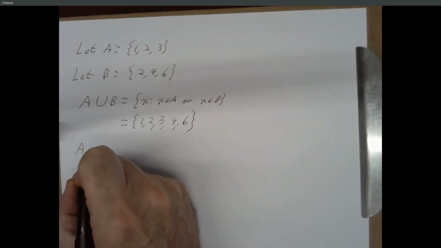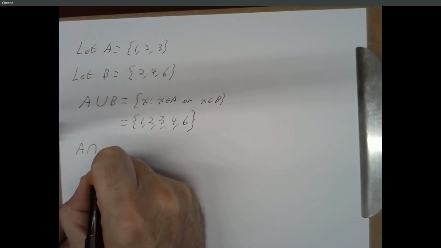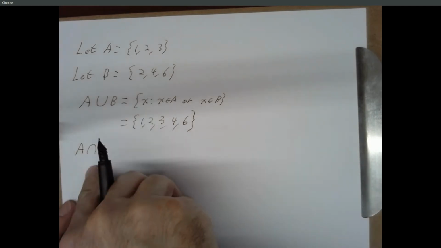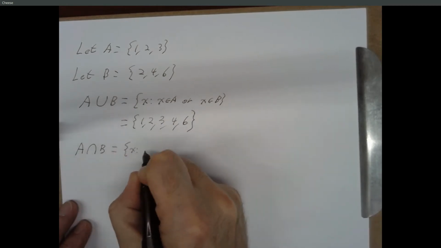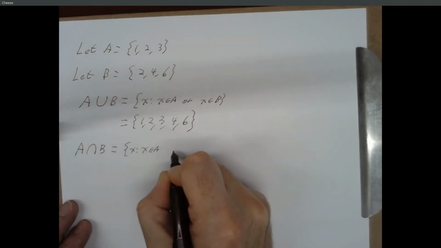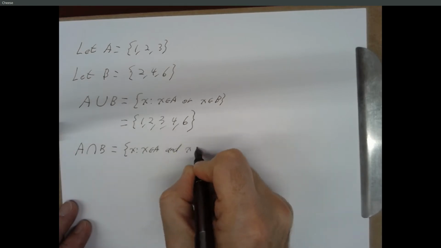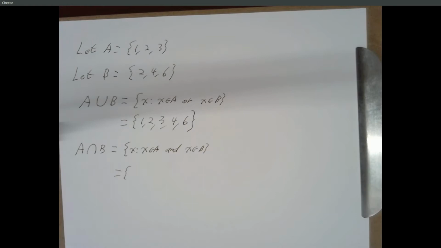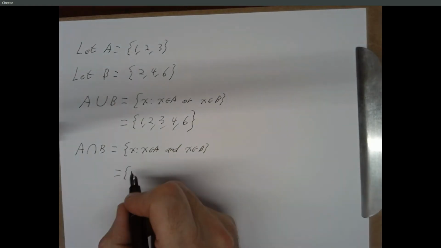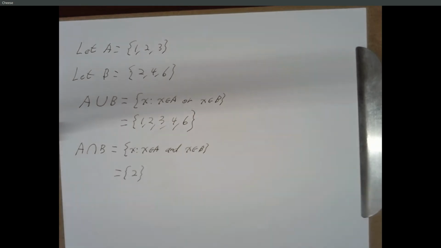Now, the intersection, which is an upside down U, these are sometimes called a cup and a cap. This is the set of all x such that x is in A and x is in B. So what x's are in both A and B? 2. Anything else? That's it. That's all there is to unions and intersections.